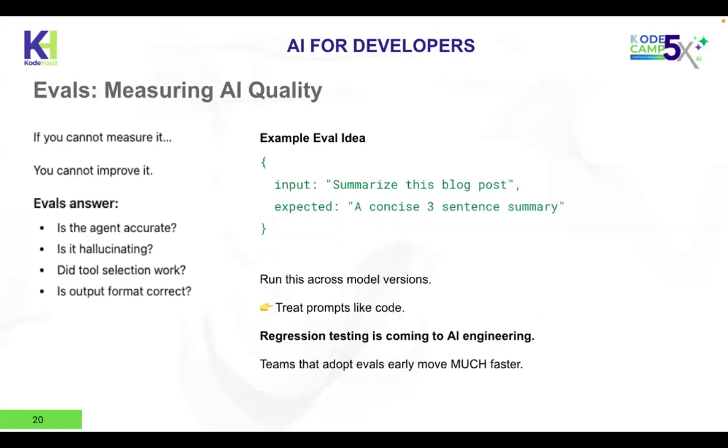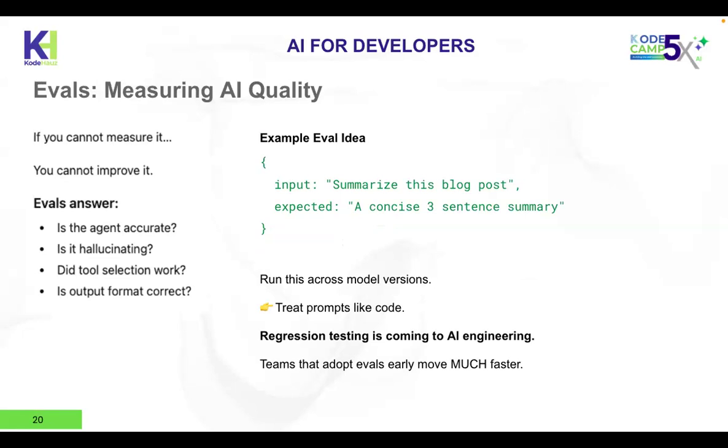Then we talked about evals. Evals again is how you measure the performance of your AI agents and tools. And yeah, if you cannot measure it, you cannot improve it. So some of the things that you want to check is whether the agent's responses are accurate, whether it is hallucinating or not, whether the tool selection was correctly called, and whether it was okay or whether there were any issues, right? And whether the output format is correct.